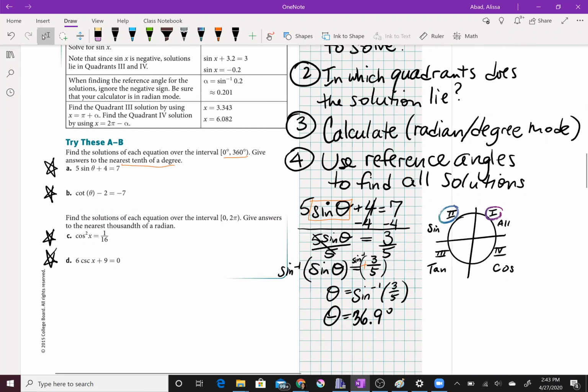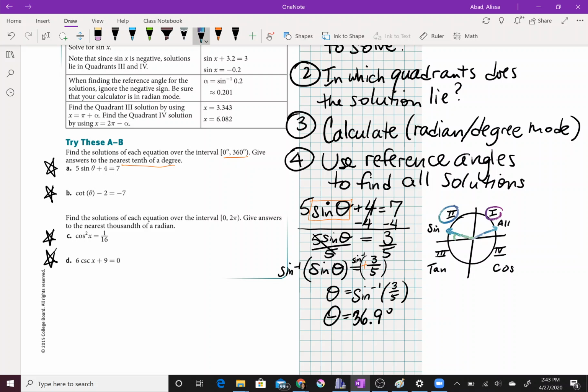Now the last part here, we're not done yet. That's only one of your solutions. This one, 36.9 degrees, is over in the first quadrant. Now to find my second quadrant, it's making 36.9 degrees in the second quadrant as a reference angle. So it's either here in the first quadrant, being 36.9 degrees, or it is 36.9 degrees as a reference angle in the second quadrant.